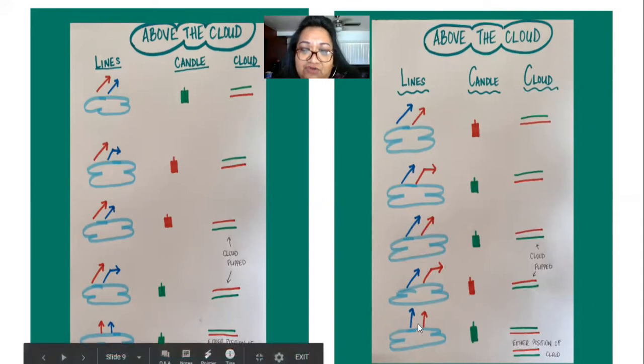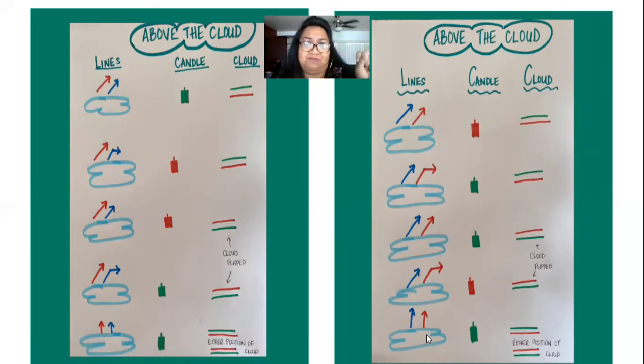If your lines are shooting straight up, it doesn't matter whether blue is on the outside or red is on the outside. It's shooting up, it doesn't matter, not even the position of the cloud. It's just shooting up, green all day. Okay, that's above the cloud.